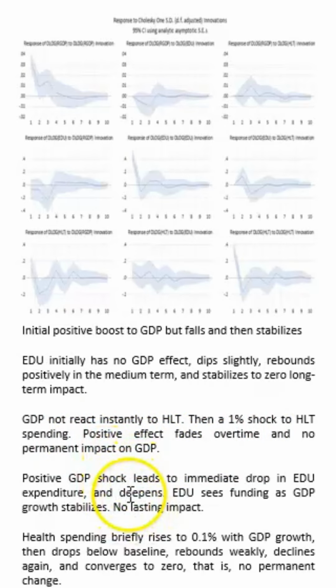And then the positive GDP shock leads to an immediate drop in education spending and deepens. The education sees funding rise as GDP growth stabilizes, with no lasting impact. So this is how we explain each of the graphs with respect to the variables.